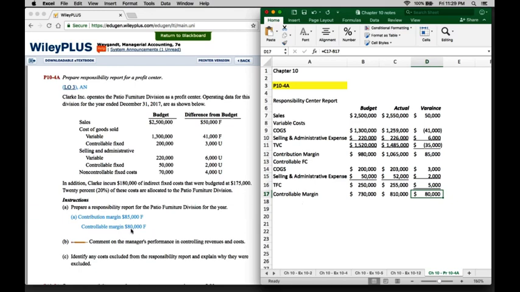Okay, so when I'm being evaluated, if this is my division, I should be showing them this. I should tell them, don't hold me accountable for the non-controllable fixed cost and any allocated fixed cost. That's not my problem. Someone else is doing it and dumping it on me. Hold me responsible for this section, and when you see over here, I'm doing pretty good. That should be our final defense of our budget.